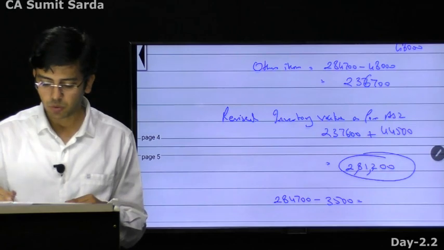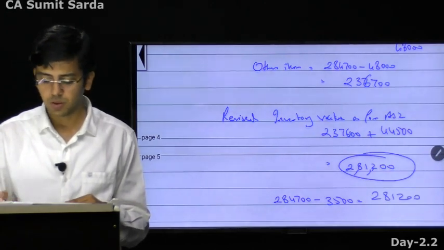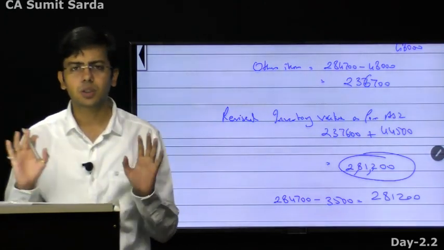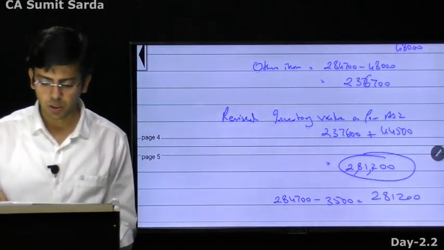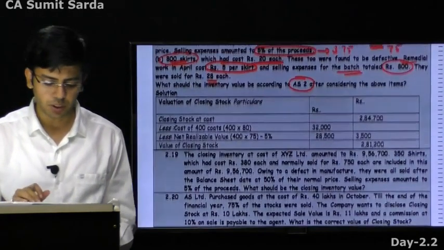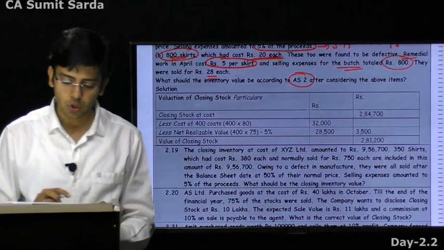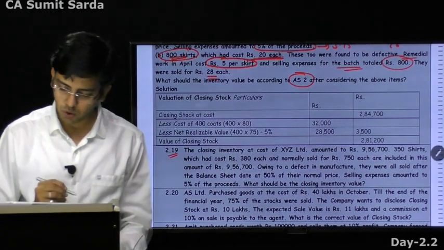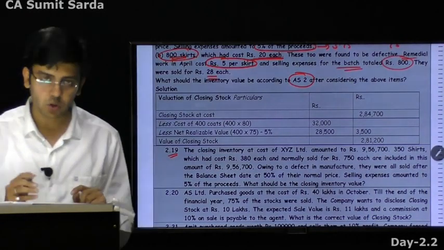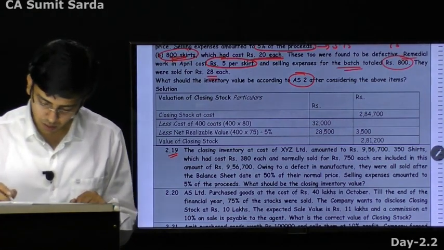So I get the same amount, 281,200. So there are two methods. Either of the methods that you feel comfortable with, you can measure the inventory accordingly. Okay. So 19 is a homework for you. I'll give you the answer, but you need to please calculate it.